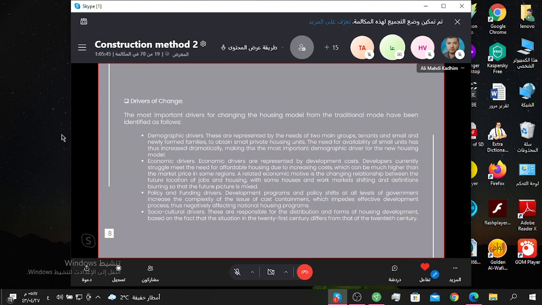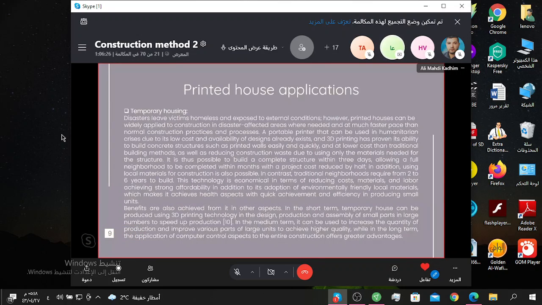Policy and funding drivers. Development programs and policy shifts at all levels of government increase the complexity of the issue of cost containment, which impedes effective development process, thus negatively affecting national housing programs. Socio-cultural drivers. These are responsible for the distribution and forms of housing development, based on the fact that the situation in the 21st century differs from that of the 20th century.